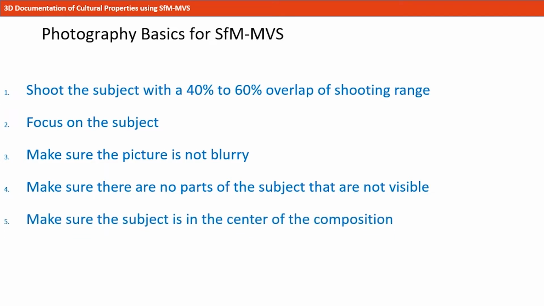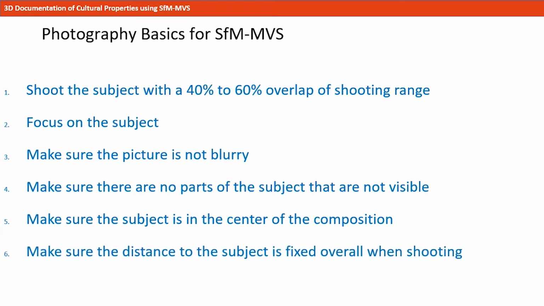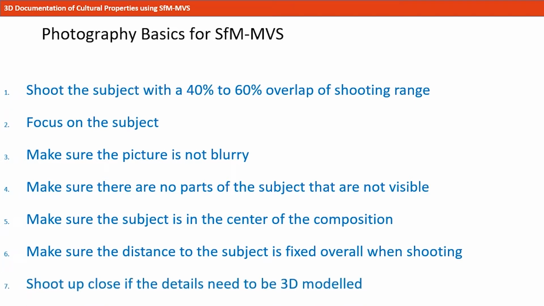5. Make sure the subject is in the center of the composition. 6. Make sure the distance to the subject is fixed overall when shooting. 7. Make sure to shoot up close if the details need to be 3D modelled.